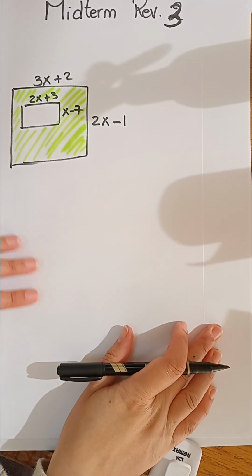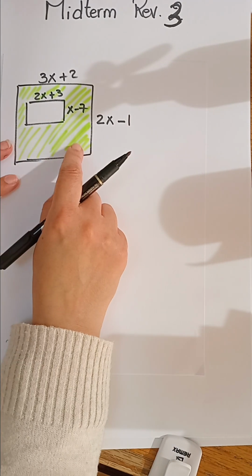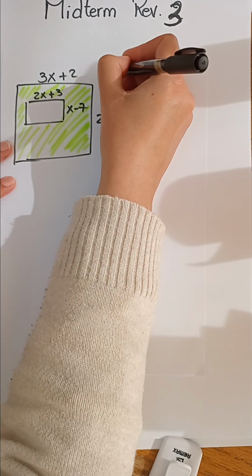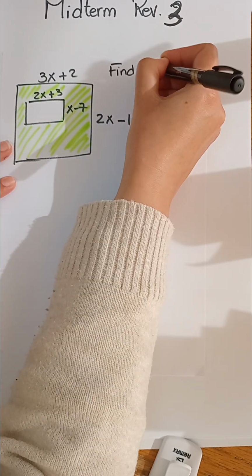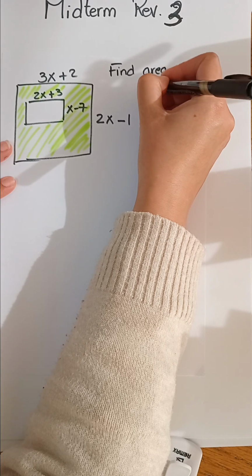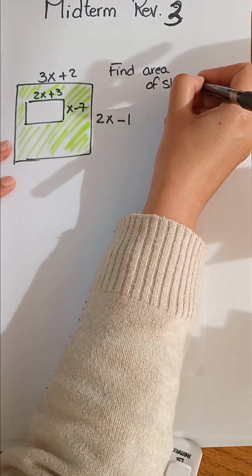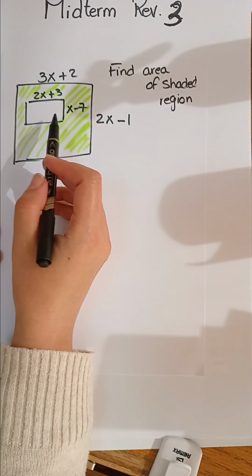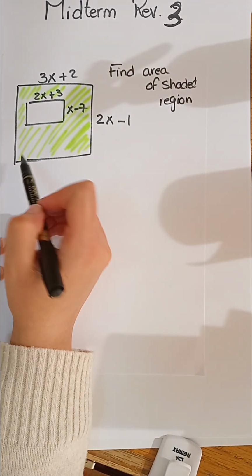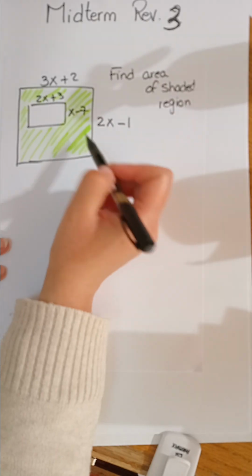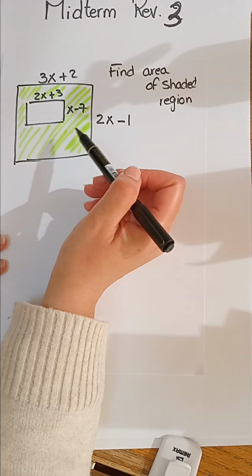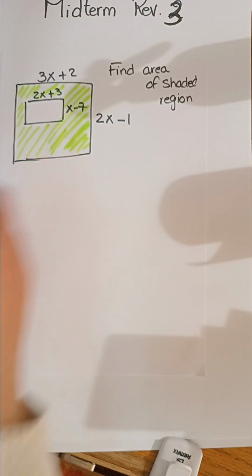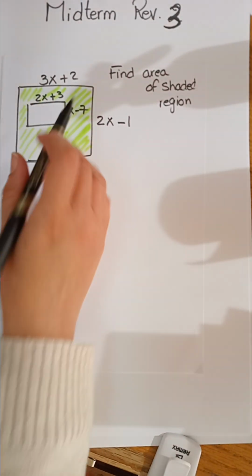Our last question on this worksheet, we're being asked to find the area of the shaded region. Here I have a rectangle that has the dimensions 3x plus 2 and 2x minus 1. I'm going to start by finding the area of the big rectangle.